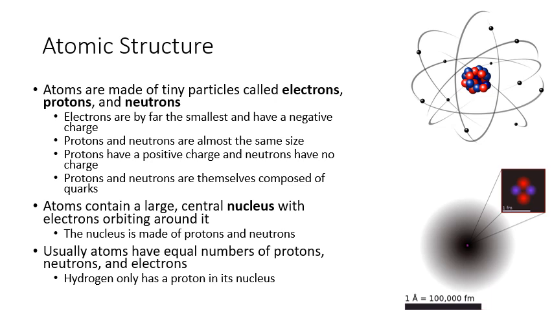In general, atoms will always have an equal number of protons, neutrons, and electrons. So this atom right here has 2 protons in its nucleus, also 2 neutrons in the nucleus, which means you should find 2 electrons orbiting in this electron cloud. The only exception to that rule is hydrogen. Hydrogen is the simplest element and the simplest atom. It only has 1 electron and 1 proton, so it doesn't have a neutron at all. Other than that, all atoms have equal numbers of electrons, protons, and neutrons.